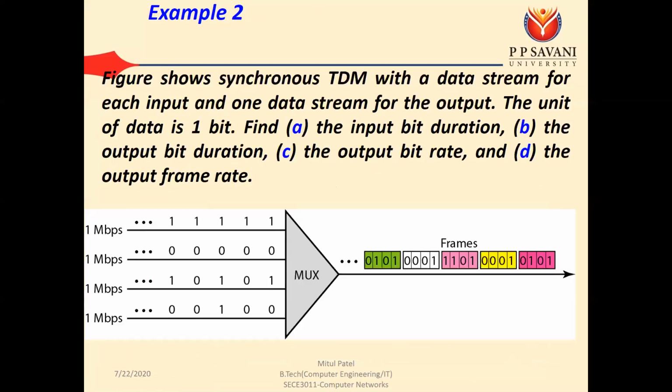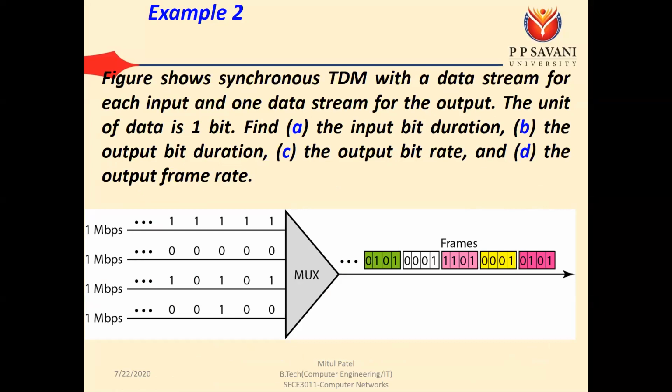Let's take another example. We have a synchronous TDM with a data stream for each input and one data stream for the output. Okay, the unit of data is 1 bit. Find the input bit duration, the output bit duration, and the output bit rate and the output frame rate.